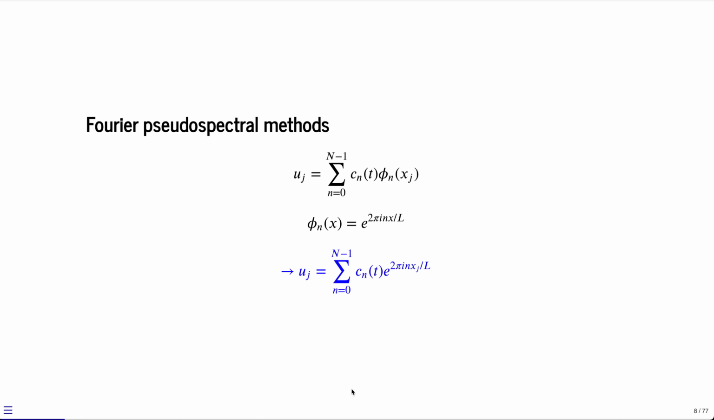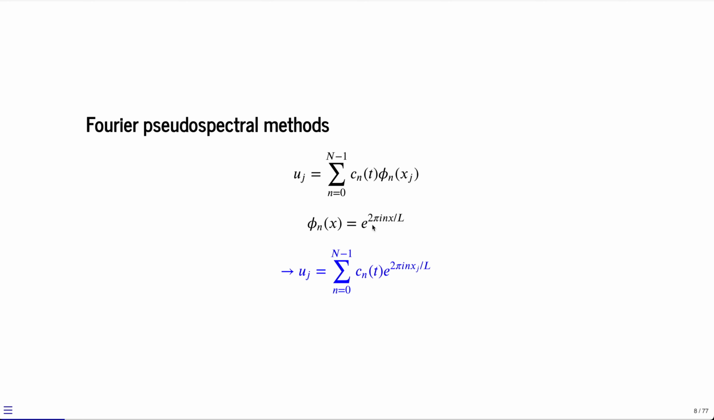Okay, so this is part 2 of our introduction to pseudospectral methods. And here we'll talk about Fourier pseudospectral methods, where our function u on the grid, so u_j, is a linear combination of basis functions, where the basis functions are Fourier modes. This e^(2πinx/L) is equal to cosine(2πnx/L) plus i sine(2πnx/L). So those are periodic functions.